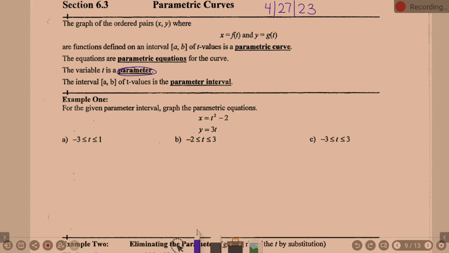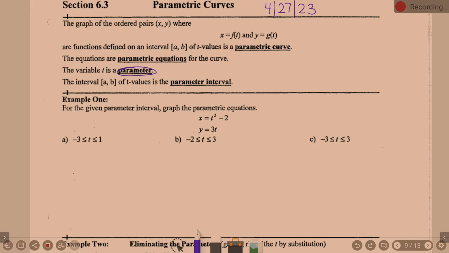We're going to practice here. We're going to look at how to graph one by hand. Then we're also going to look at how to take the two equations and combine them into one equation. And then we'll also look at how to do these on the calculator at the end of the lesson tomorrow. Okay? So, example 1.